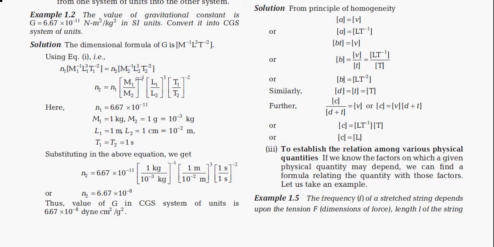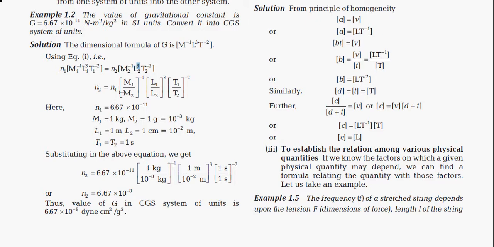Now the next step is we'll take m1 by m2 raised to power minus 1, since the power is the same. On the other half, l1 by l2 raised to power 3 is there. As you can see, 3 is there. And the next part is time, which is t1 by t2 raised to power minus 2. Let's put the value of n1, which is given in this problem, 6.67 into 10 raised to power minus 11.